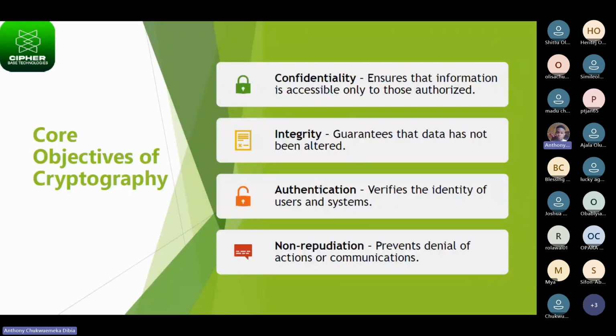Then we have core objectives of cryptography. So we said confidentiality ensures that information is accessible to only those authorized. Then we have integrity, which guarantees that data has not been altered. Then authentication verifies the identity of users and systems. Then non-repudiation prevents denial of actions or communications.